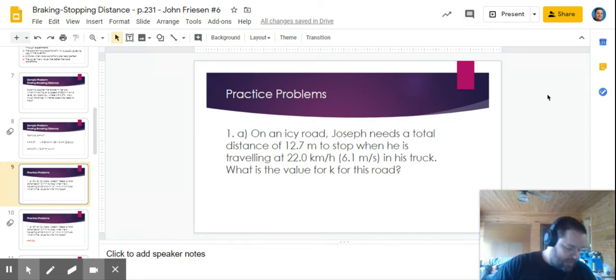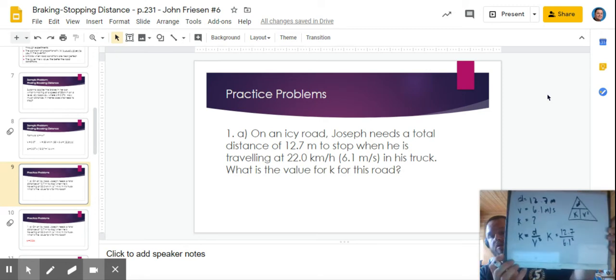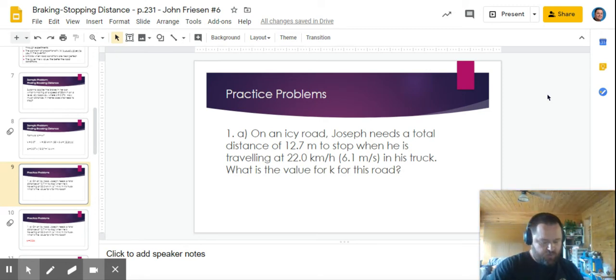Now we can start to work through our formula. First of all, what is distance? Distance was 12.7. And V squared is 6.1 squared. So what's 6.1 squared? Go ahead and square 6.1. 6.1 squared is 37.21.